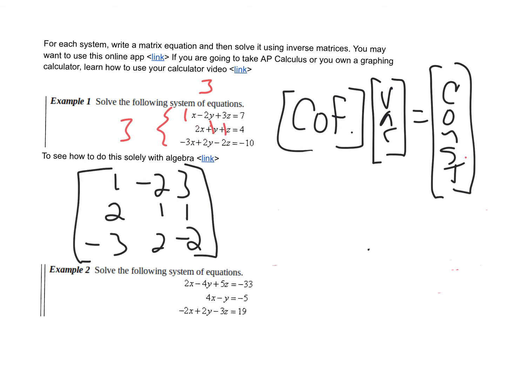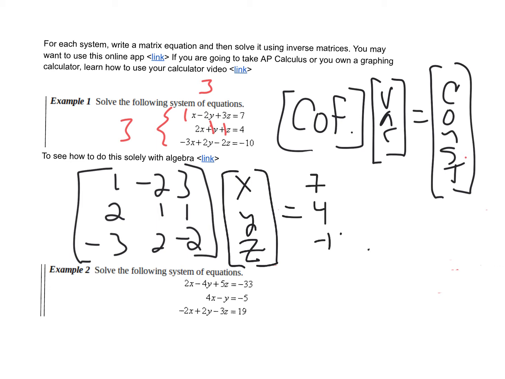Now I'm going to write my variable matrix, and that goes x, y, z, and that will be a 3 by 1, 3 rows, 1 column matrix, and then we set it equal to the constants, and those are just the numbers that don't change, they don't have a variable with them, off on the other side. So that's my matrix equation. So you need to write that, and then you're going to use software, and let me show you the software.